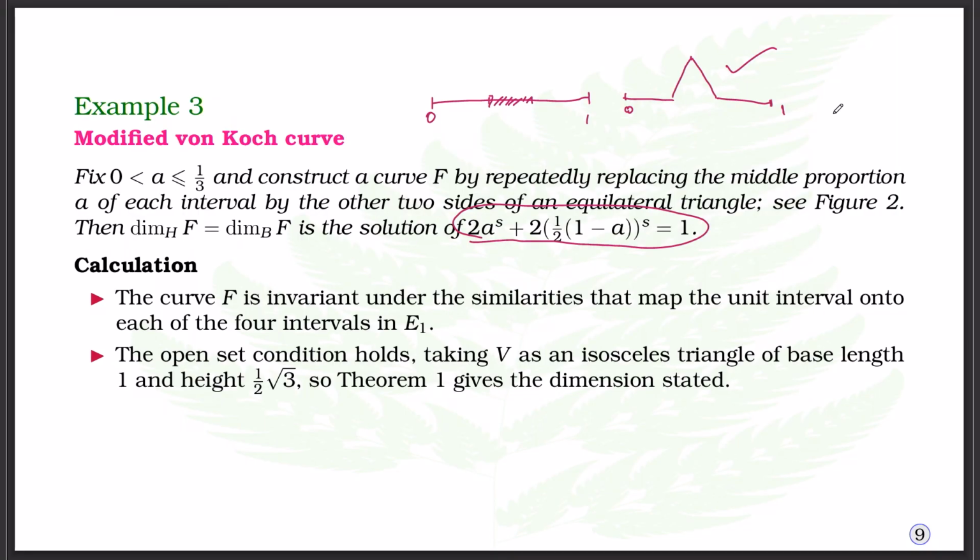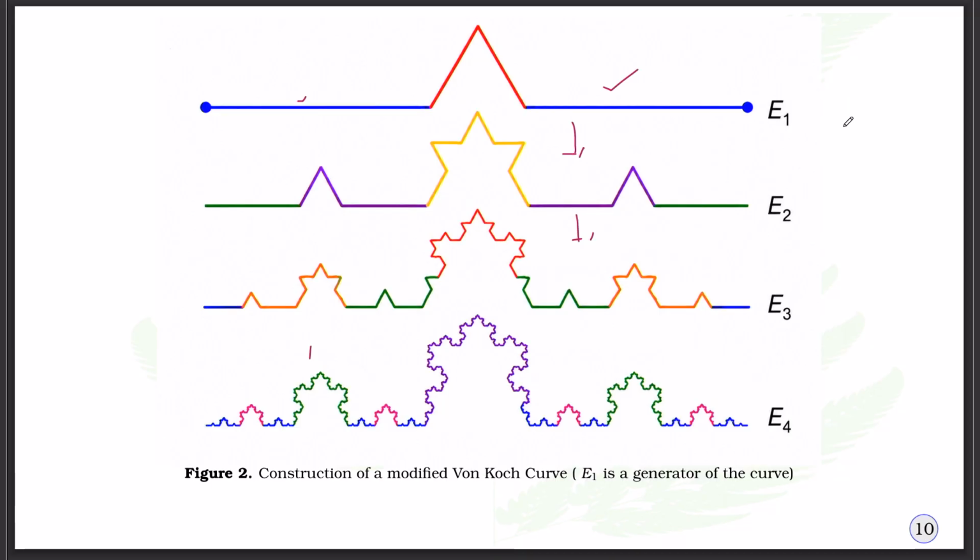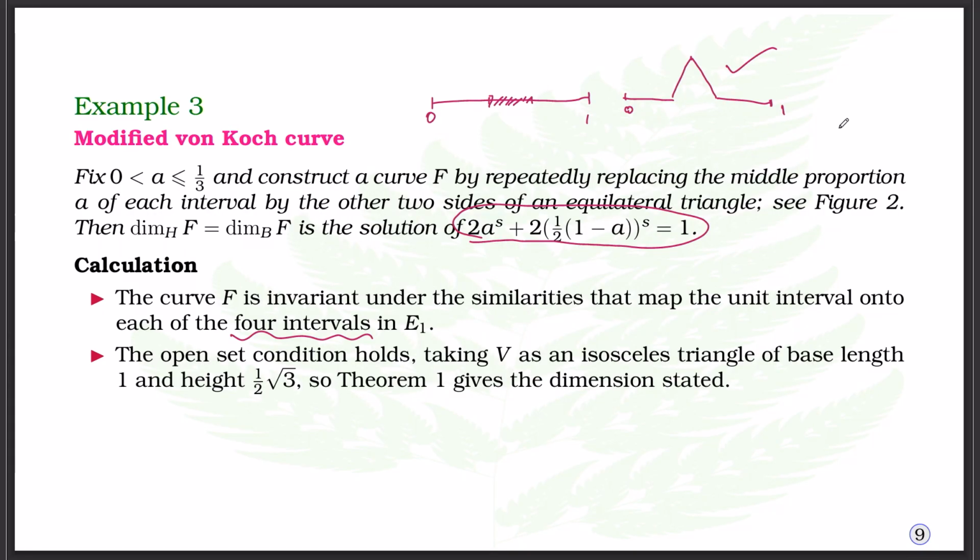So this E1 is applied again and again on all the available intervals, then one can get this type of structure. Now the curve F is invariant under the similarities that map the unit interval onto each of the 4 intervals, because we need 4 mappings: one mapping for here, one for here, one for here and one for here. So the open set condition holds, taking V as an isosceles triangle of base length 1 and height 1 by 2 times root 3.